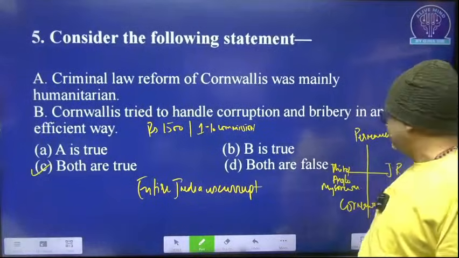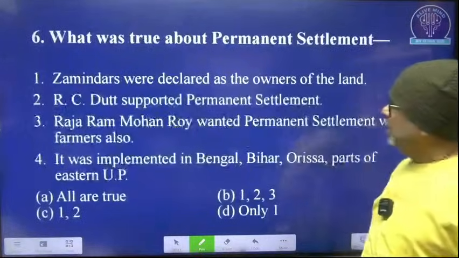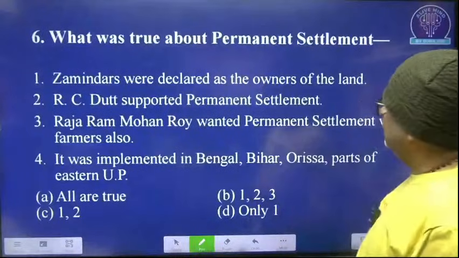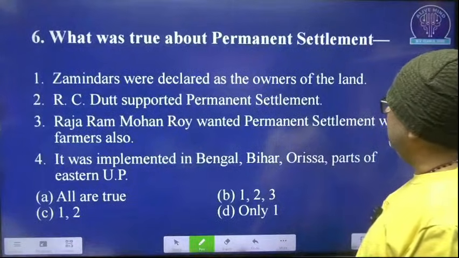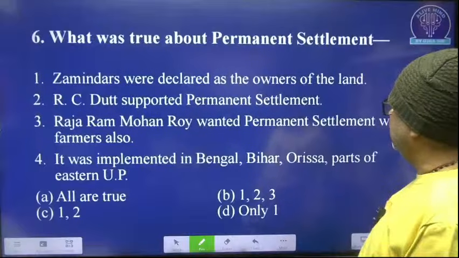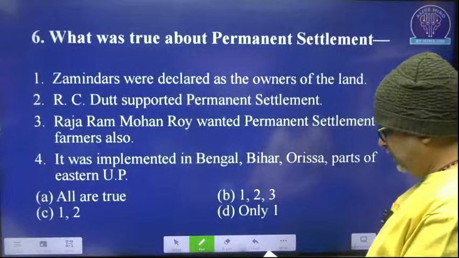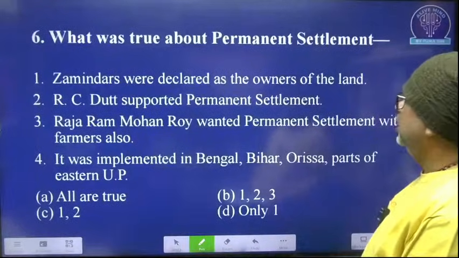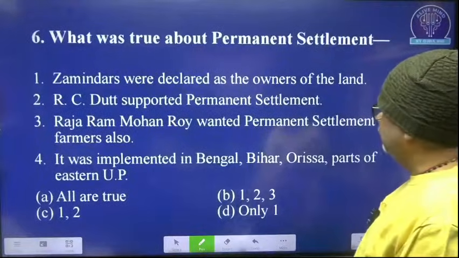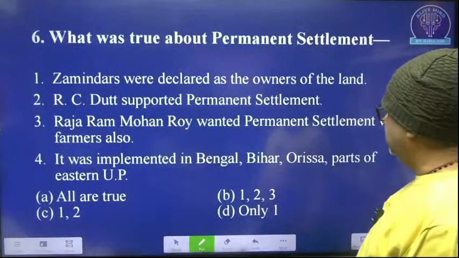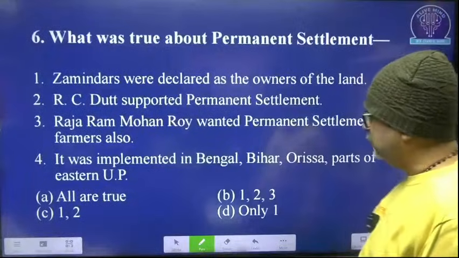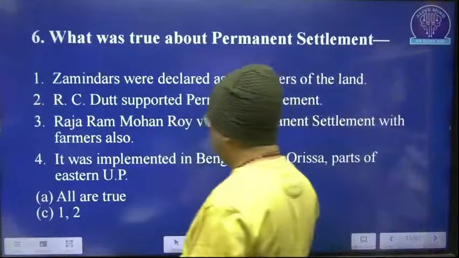Fifth, C. What was true about Permanent Settlement? Zamindars were declared as the owners of the land. Yes. R.C. Dutt supported Permanent Settlement. Yes. Raja Ram Mohan Roy wanted Permanent Settlement with farmers also. Yes. It was implemented in Bengal, Bihar, Orissa and parts of eastern UP. All are true.